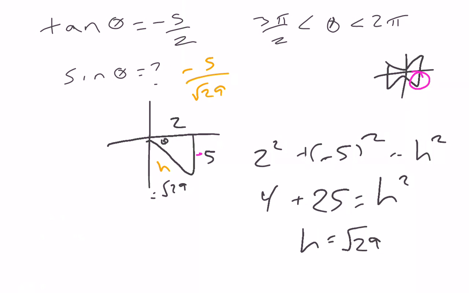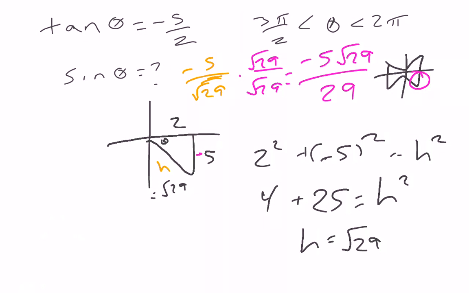And I was pretty happy if you got to that as your final answer. If you rationalized it, though, you would multiply by square root of 29 over square root of 29, which would give you the hideous answer of negative 5 root 29 over 29. Yuck. Someone somewhere decided that was simplified.